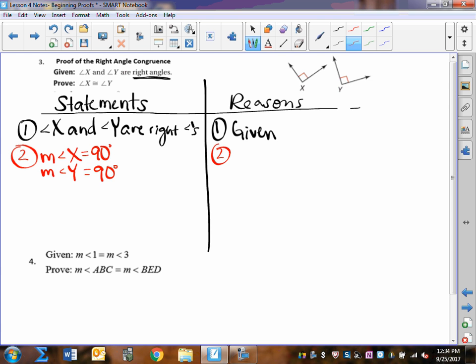What was the reason why I knew that? Definition. Yeah, it's what a right angle is. Definition of right angle. Okay. What do you guys think we can do from here? Bonnie, did you have a question? No, complementary means two angles that add up to be 90. Here it's just one angle itself.